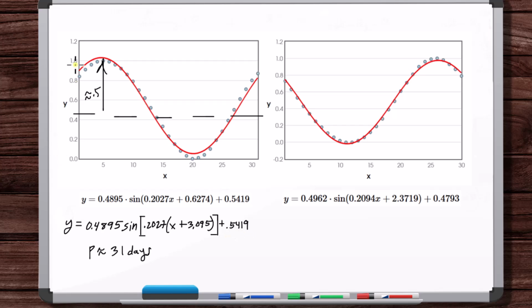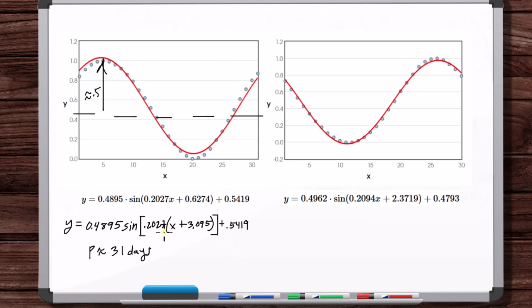Now the vertical shift of 0.5419, the fraction of the moon illuminated, is because it's not oscillating about 0, it's oscillating about 0.55, right in this region here. So you want to shift it to what it's oscillating about, like the average fraction of the moon illuminated. The average of all the data, that's kind of the midpoint. And so you want to shift it up to where it oscillates about that midpoint. So that's what this is about.